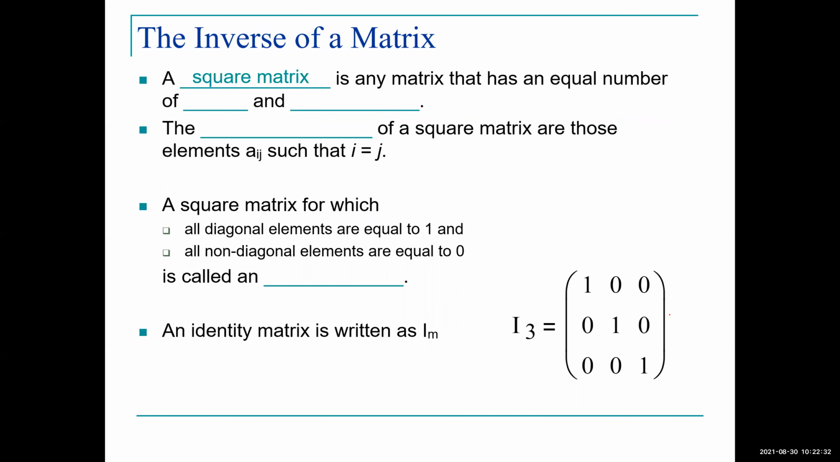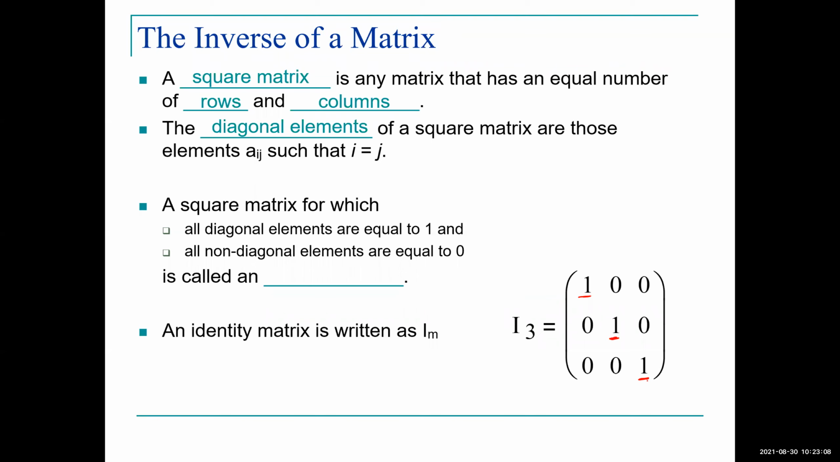A square matrix is any matrix that has an equal number of rows and columns. The diagonal elements of a square matrix are those elements Aij such that i equals j always. So this is i equals 1, j equals 1, i equals 2, j equals 2, i equals 3, j equals 3. So that is what this means. For diagonal elements, you always have i equals j.